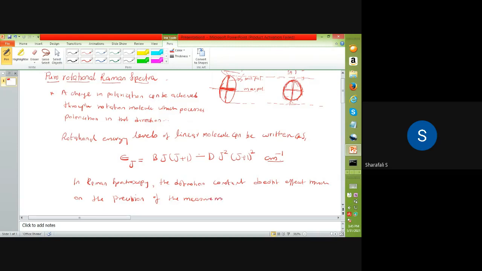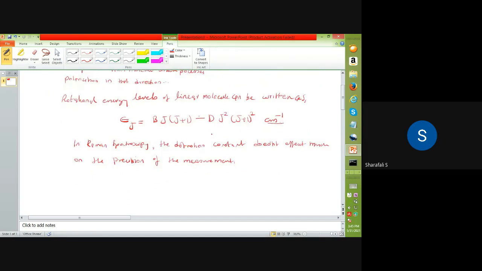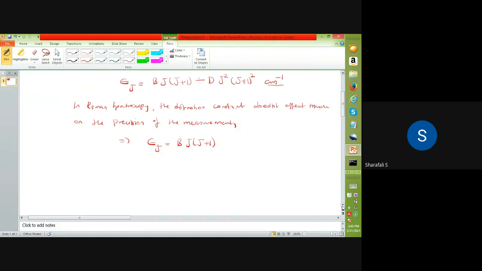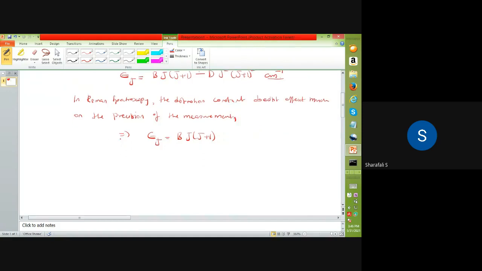Or simply you can write in your own words that in Raman spectroscopy, the effect of the distortion constant is very small. So that implies that epsilon J equals B into J into (J+1). We are ignoring the constant, so we are not considering anharmonicity and all those things. So this is the rotational energy.